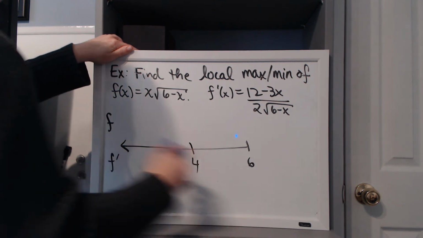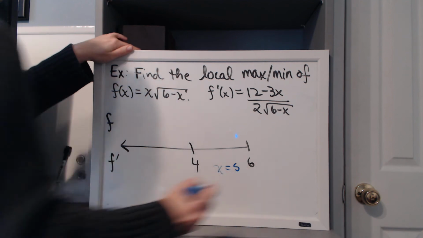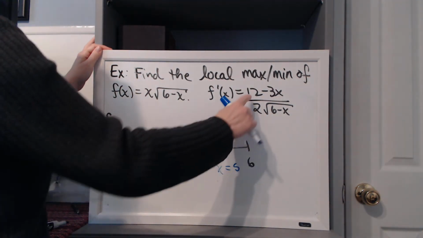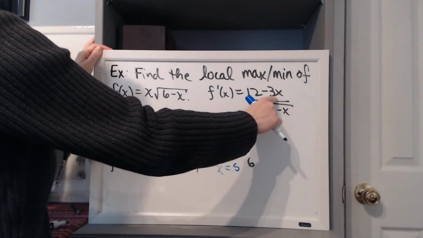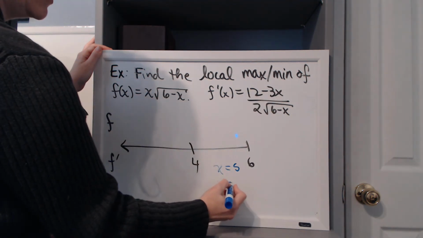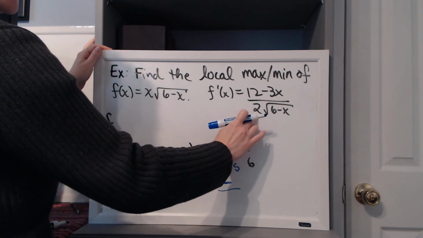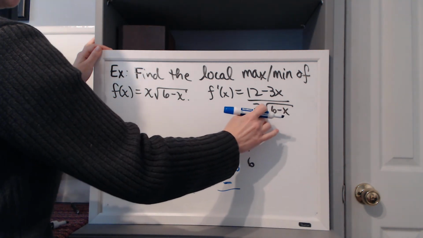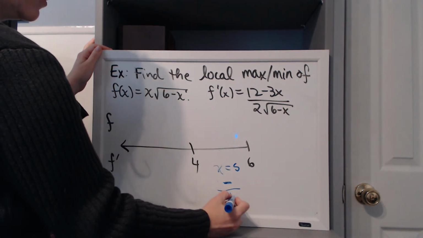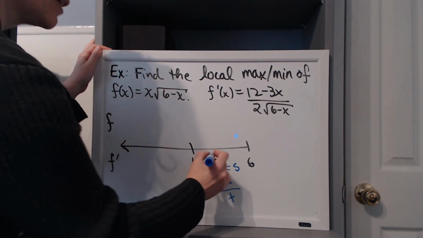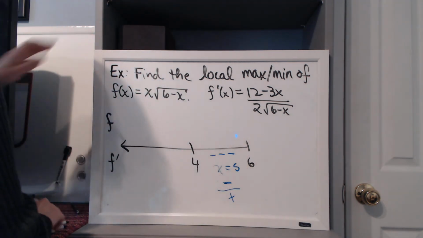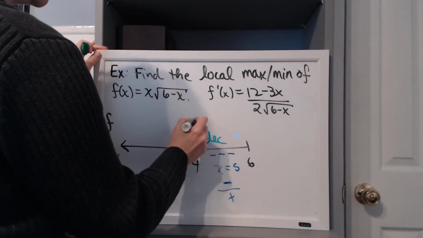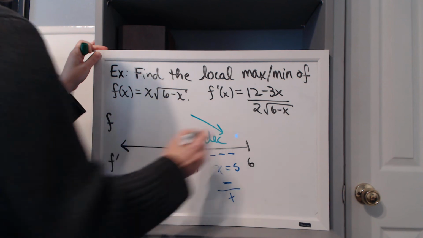So I'm going to pick x equal 5 because that's a convenient value to plug in. And we're going to plug this into the derivative, remember. So we're looking at 12 minus 15, so that's going to be negative in the numerator. And then in the denominator, that's going to be positive: 2 times the square root of 6 minus 5, so the square root of 1. So that's all positive. So overall, we have negative over positive, which will give us negative in that segment, which means that the function is decreasing because the derivative is negative. So it looks like that.